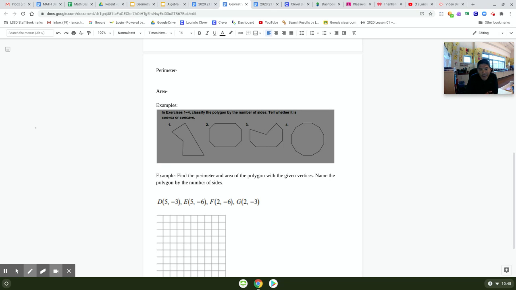It says classify. That's also naming the polygon by the number of sides and then tell whether it's convex or concave. Maybe it's easier to do the second part first, but I'll just do things in order. So example 1, however you want to keep track of things, you can just count off the number of sides. 1, 2, 3, 4, 5 sides right here. So even though it might not look like the pentagon, like an aerial view of the pentagon, this would still be a pentagon. So you often know the specific names of polygons by the number of sides.